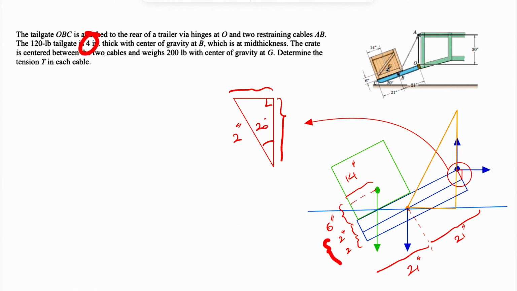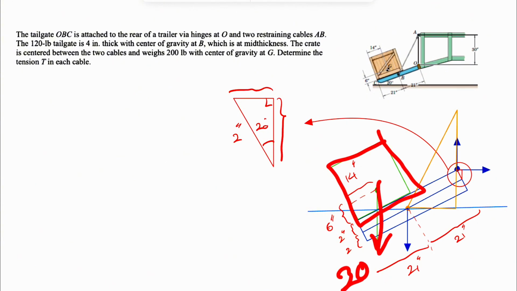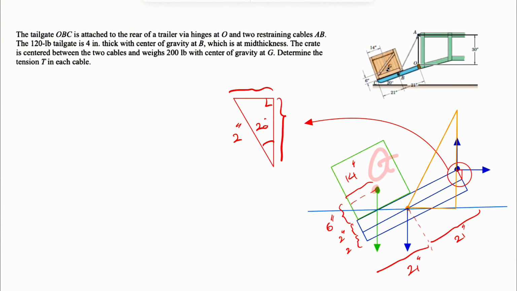So the thickness is 4 inches, and we have the center of gravity at point B, which is here, exactly at the center of this part of the system, and the crate is centered between the two cables and also weight. So we're talking about this, which weighed 200 pounds, and we also have the center of gravity G, and we need to determine the tension in the cable. So as I mentioned, we have two cables, and the question is asking for the tension in each cable.